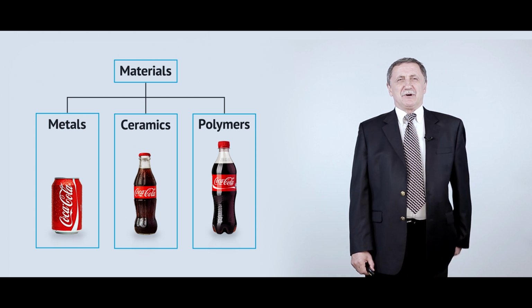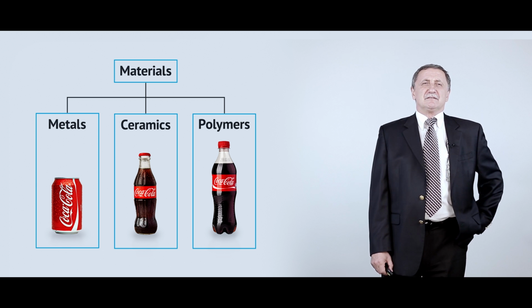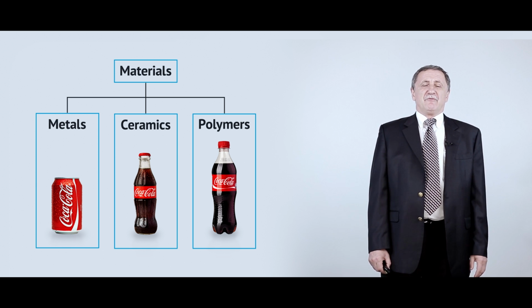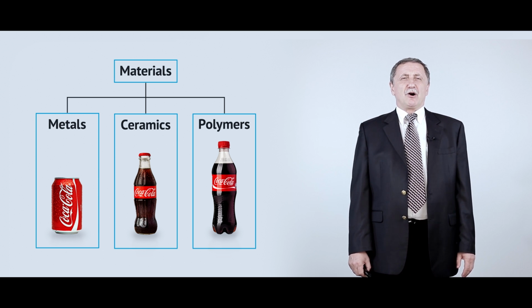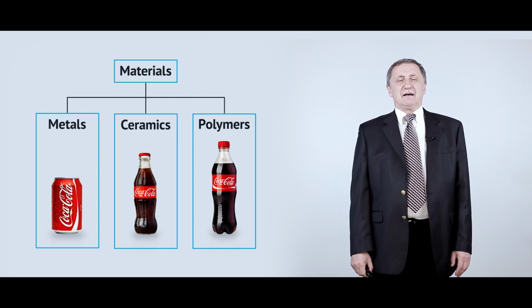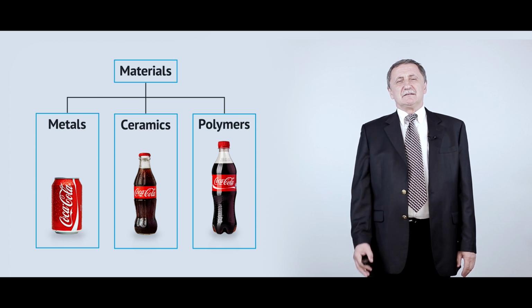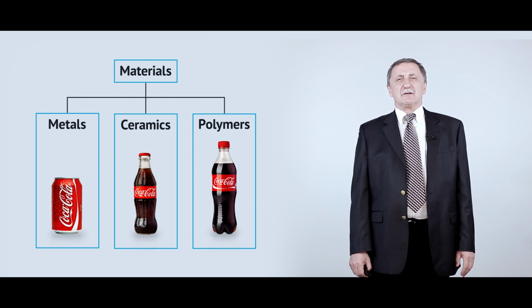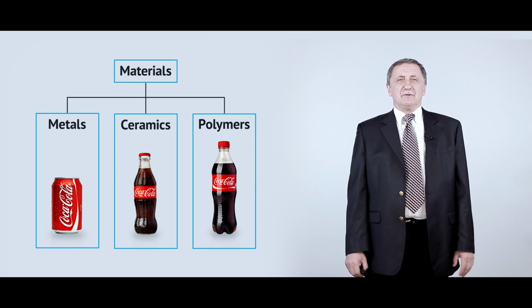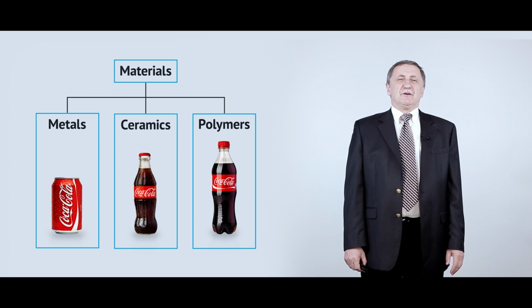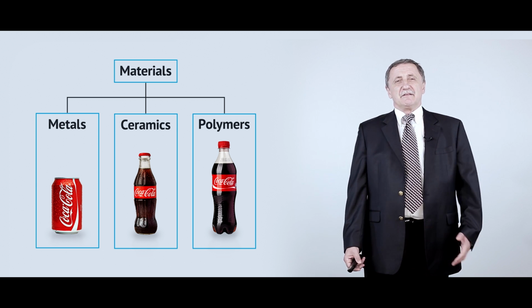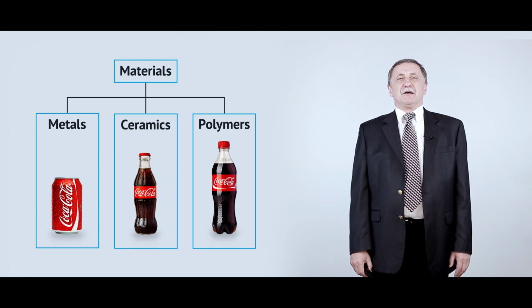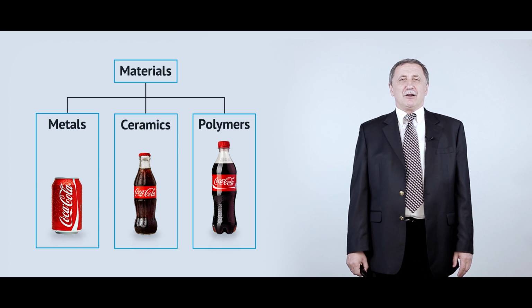On this slide, you can see that each of these materials can be used for almost the same applications. The famous Coca-Cola can be in aluminum cans, in glass ceramic bottles, as well as in polymer bottles. So why is it so? If you think a little bit, you will figure out that it depends on where you are, in other words, under what conditions you plan to drink this Coca-Cola.